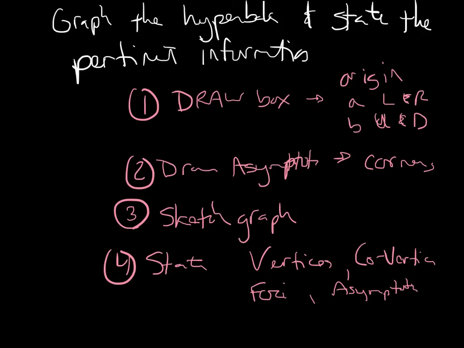And one thing I didn't list before is if you have a graph going there and there with this little box in between, vertices are here and here, and then your co-vertices are on the left and right side. Whereas if I have it horizontal, we have this little box here. My vertices are here and here, and my co-vertices are there and there. And the foci are always inside the actual graph part. So let's look at some problems.